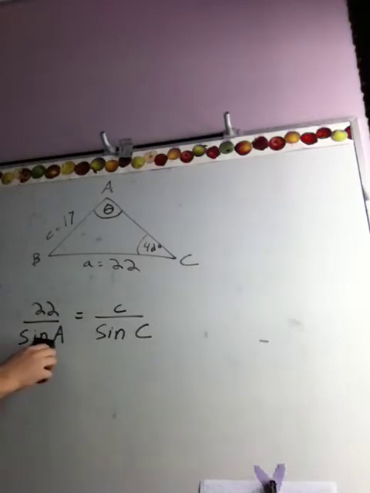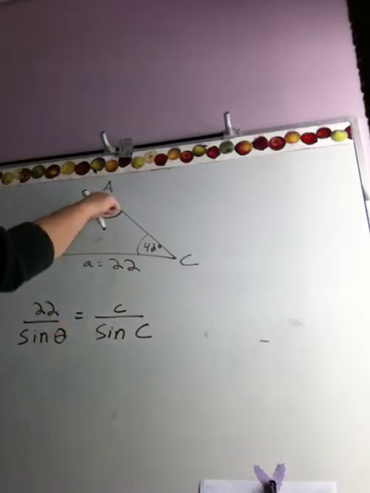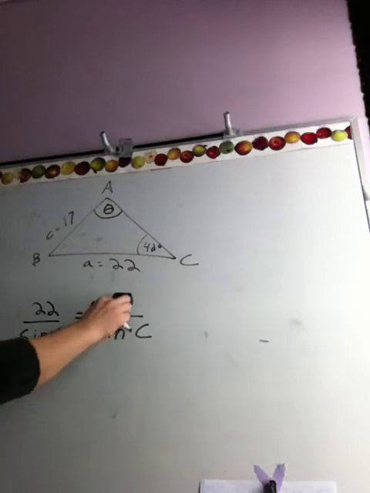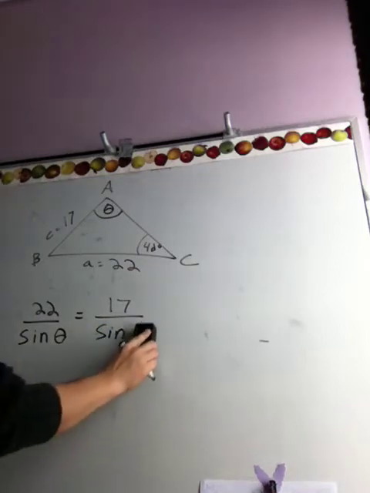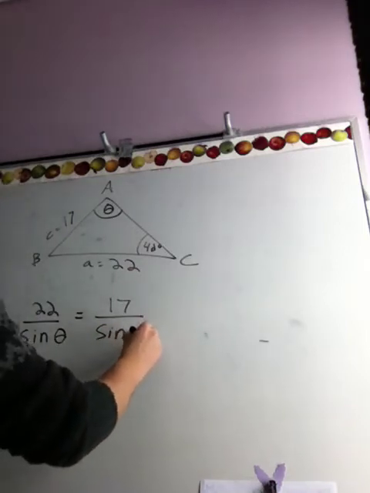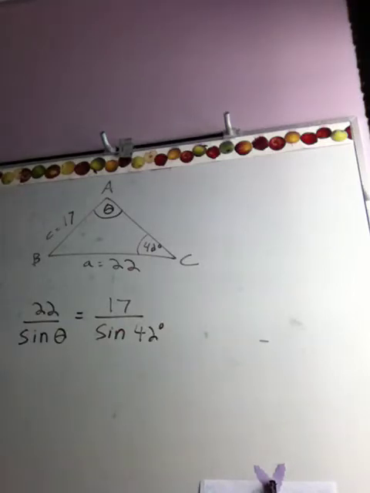Sine of A, that's what we're looking for. So you can call it sine of A, you can call it sine of theta if you want. Because in this case, A and theta, they mean the exact same thing, right? The measurement of that angle. c, we know c, it's 17. The sine of C, we know angle C, that is 42 degrees. So, side of the triangle over the sine of its opposite angle equals another side in the triangle over the sine of its opposite angle. And we only have one unknown, theta. So, we're set up. We're ready to go.